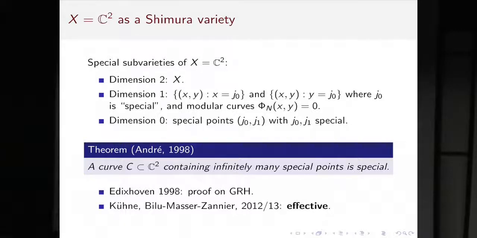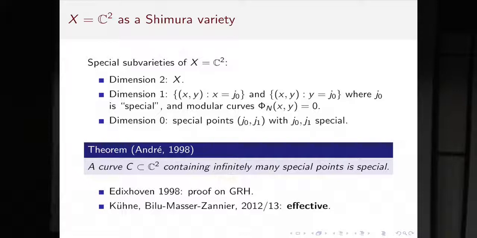Can you just, in this case, specify what special points and special curves are? Yeah, that's here. The special points. Special points, J0, J1, J0, J2. Yes. Special. I'm a bit specialized now.